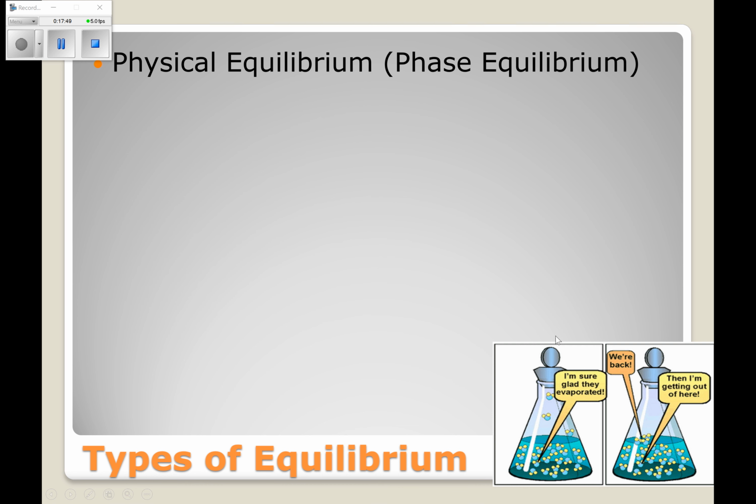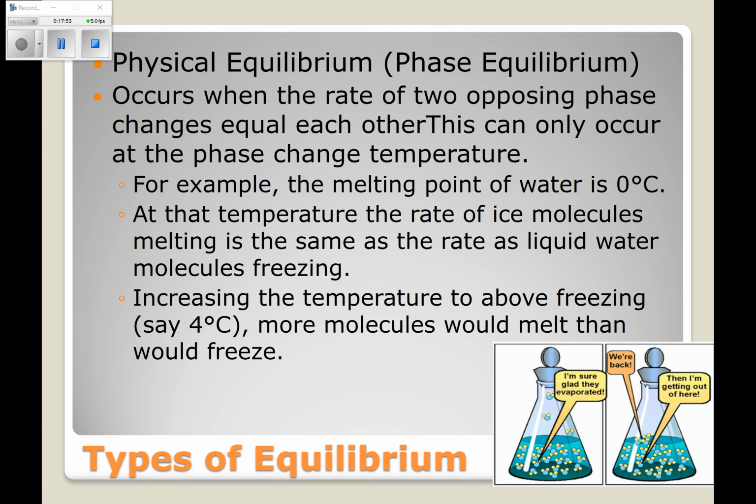Well, physical equilibrium or phase equilibrium is what we talked about with the simulator. So we have a closed container here, and we have some liquid, and we have some gas. So the two opposing changes here are evaporation and condensation in this particular case. It could be freezing and melting. But it's only going to occur at the phase change temperature. It's the only time we can have equilibrium.